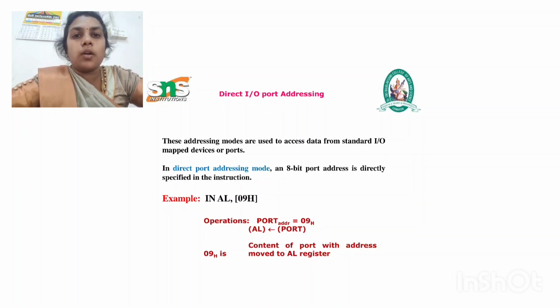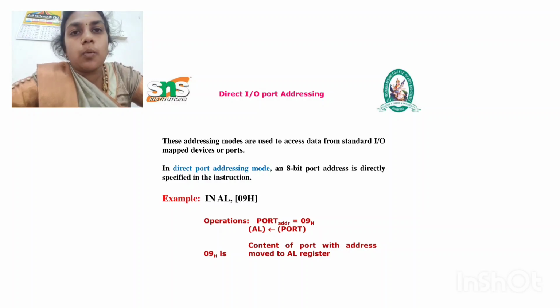Advantages of direct input-output. The first is faster data transfer, because it bypasses the main memory and communicates directly with the IO devices. And then flexibility: it provides flexible control and communication with input-output devices.